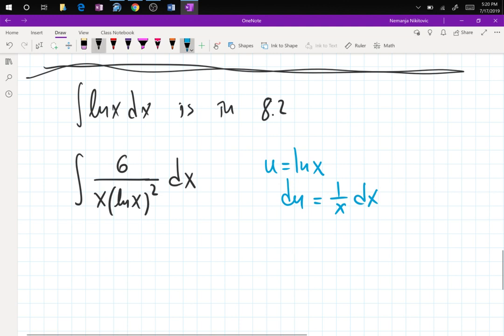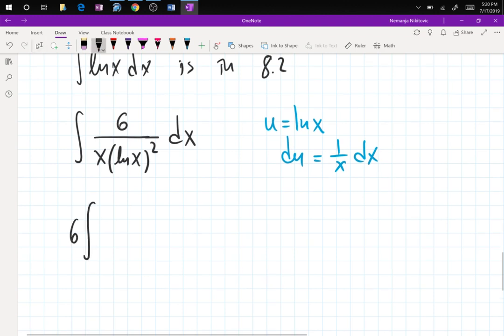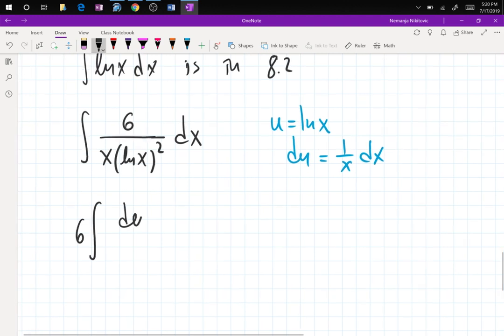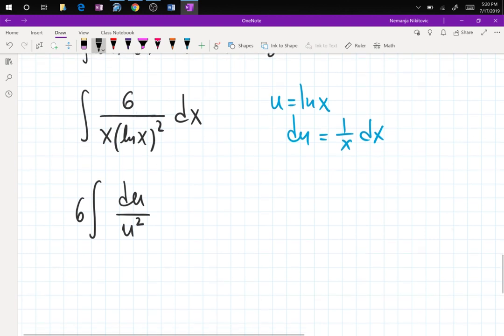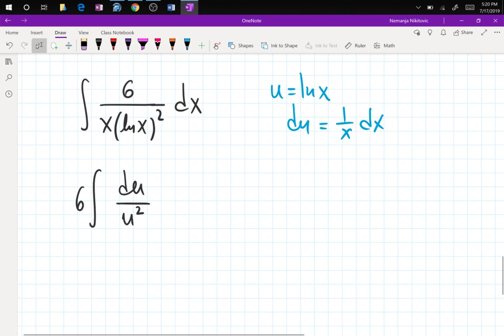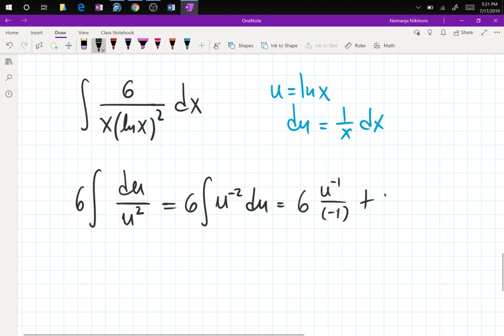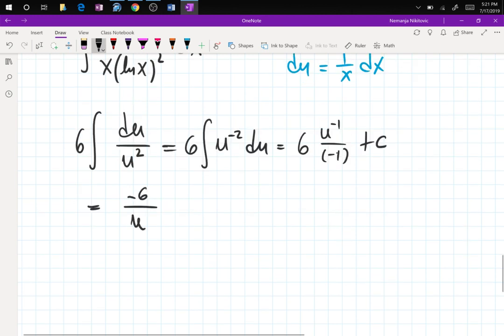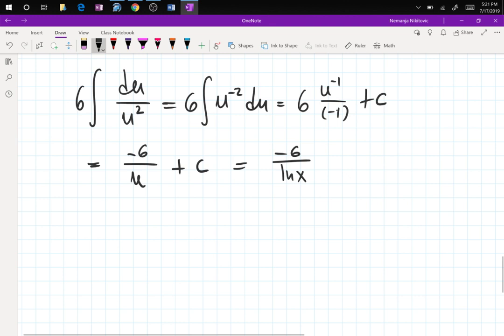So we kick 6 outside. My 1 over x dx becomes du, and ln x squared in the denominator becomes u squared. This is 6 integral u to the minus 2 du. What's the integral of u to the minus 2? Very good. U to the minus 1 over minus 1 plus c, and now we make it pretty. That's negative 6 over u plus c, which is negative 6 over ln x plus c.